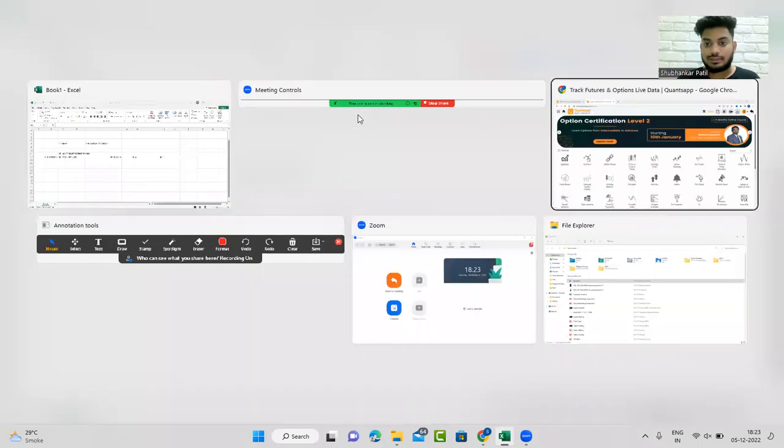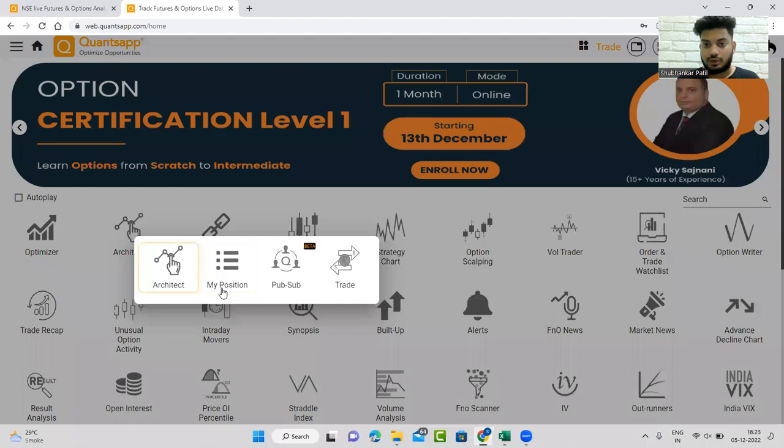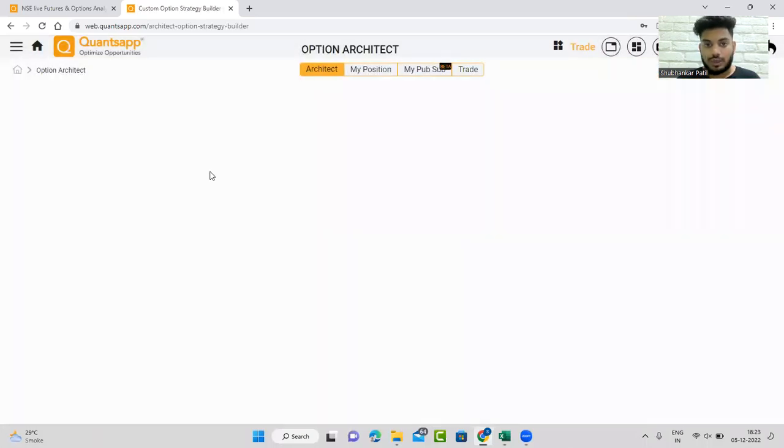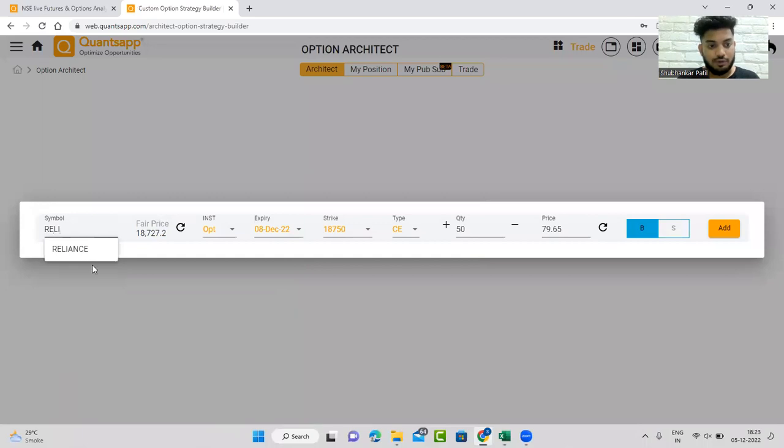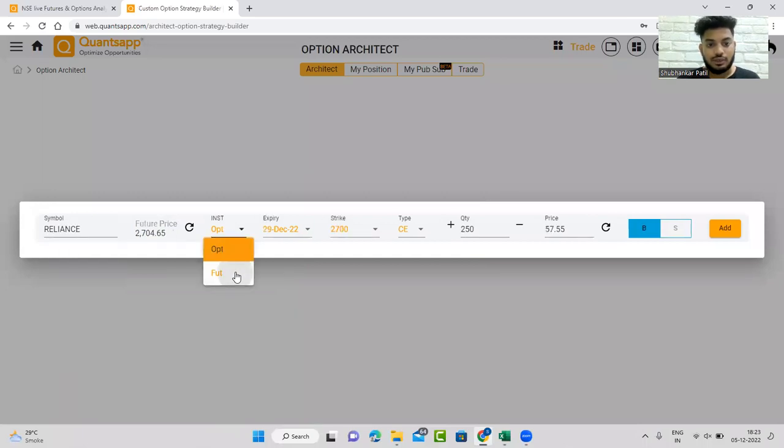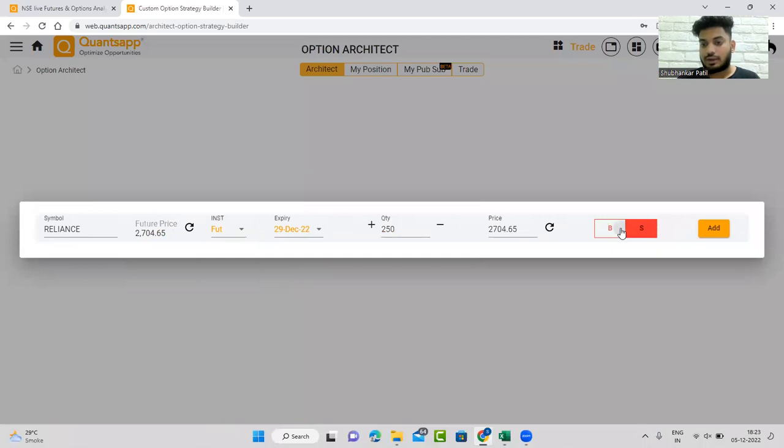Okay, so let's understand this in one of the simplest ways using our tool, Architect. You can go to custom strategy, select your desired FNO script. Let's say Reliance, select futures. Now you can go ahead and buy this contract or sell this contract. Let's say you want to buy Reliance's futures contract at 2,700. That means you are obliged to buy Reliance's shares at 2,700. If you would have sold Reliance's futures contract, you would have been obliged to sell Reliance's shares at 2,700.